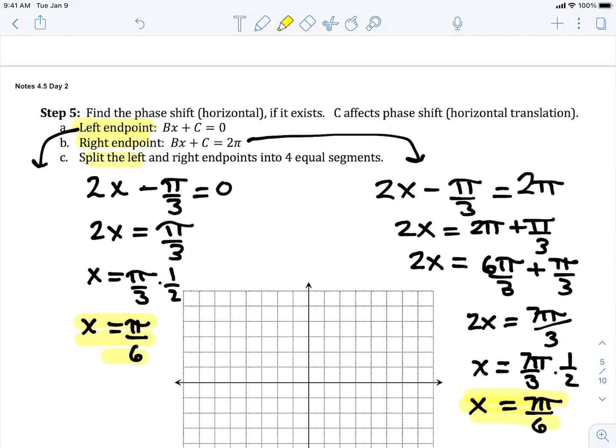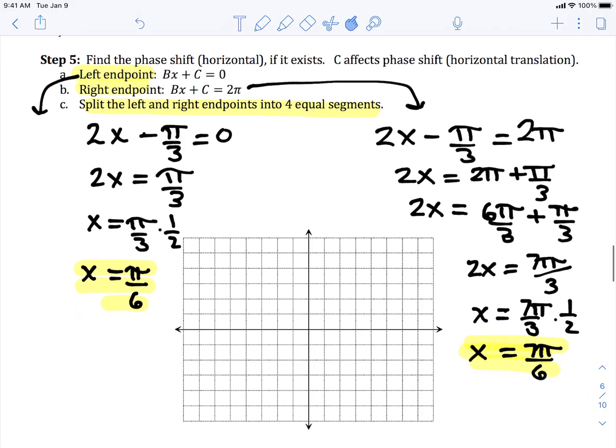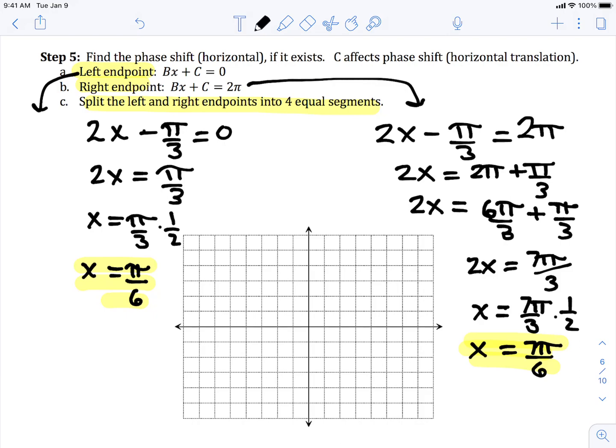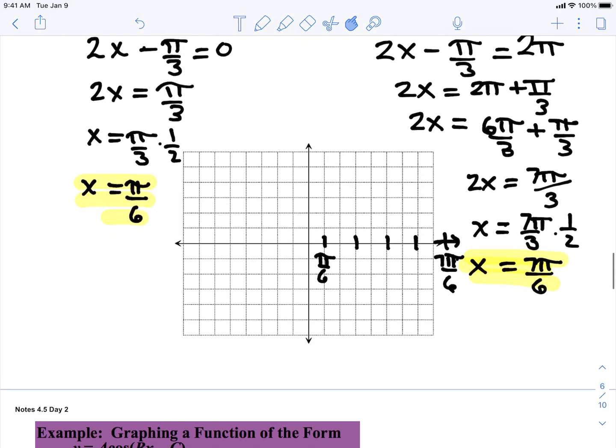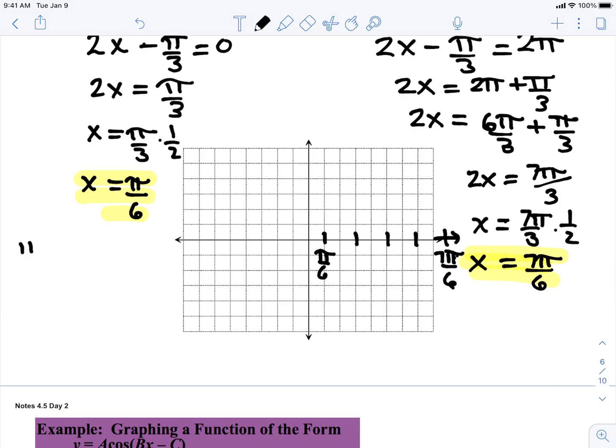And then you're going to split the left and right endpoint into 4 equal segments. So I'm going to say this is my starting point, pi over 6. Then I'm going to do a segment, a segment, a segment. I'm going to extend that line a little bit, and then that last segment. So this will be my right endpoint of 7 pi over 6. Now I need to split it in half. So I'm going to find the halfway point between pi over 6 and 7 pi over 6.